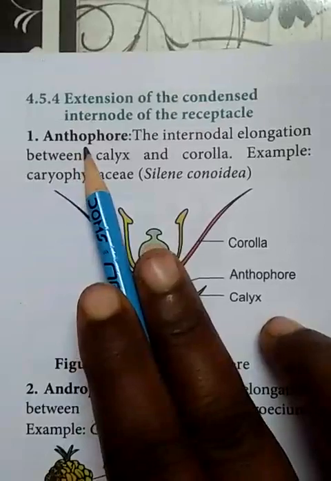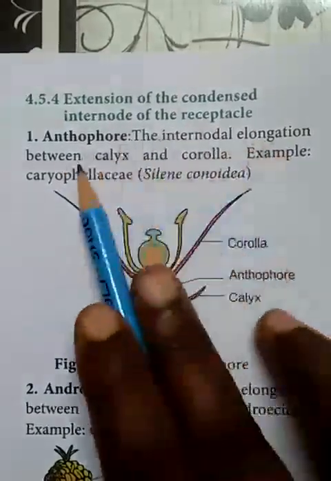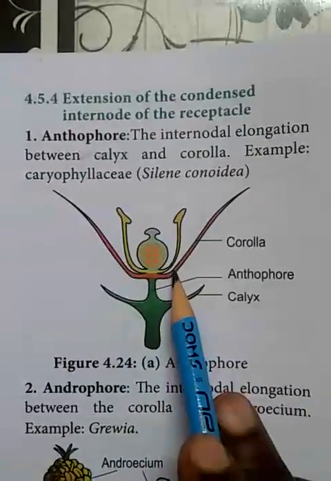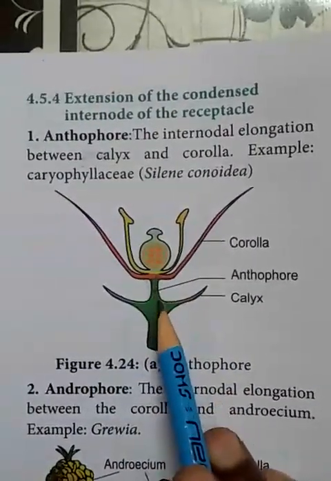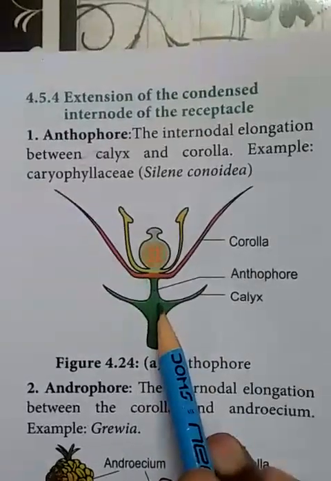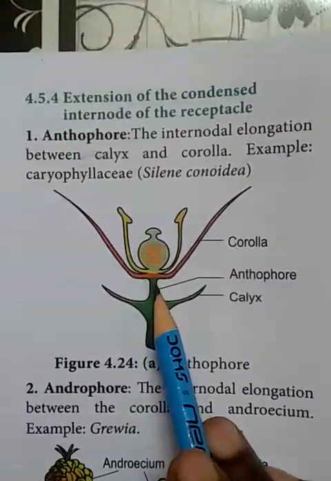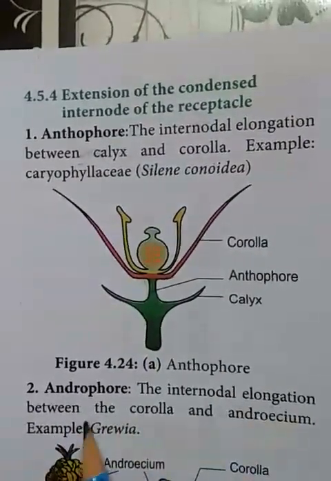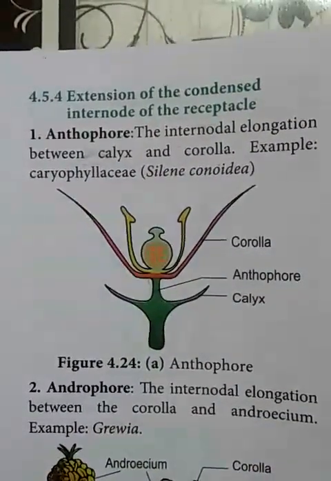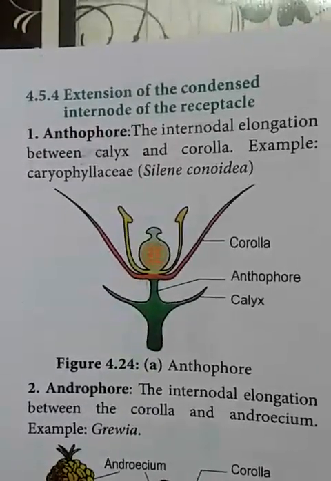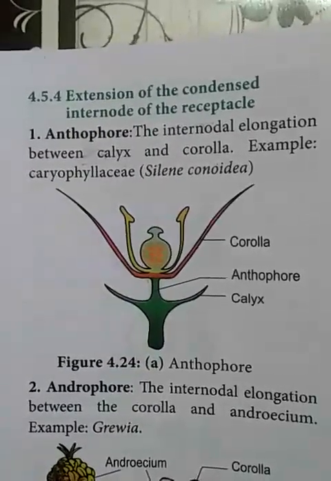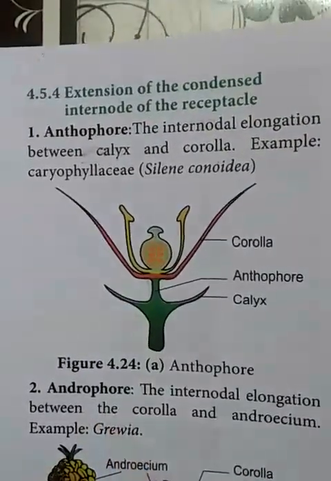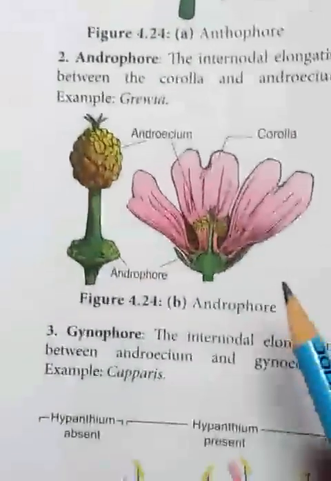The first type is the anthophore: the internodal elongation between the calyx and corolla. You can see here this is the calyx, this is the corolla. This elongation of the receptacle is called the anthophore. Next, androphore: the internodal elongation between the corolla and androecium. This is the corolla, this is the androecium. The elongation between the base of the corolla and the androecium is called the androphore.